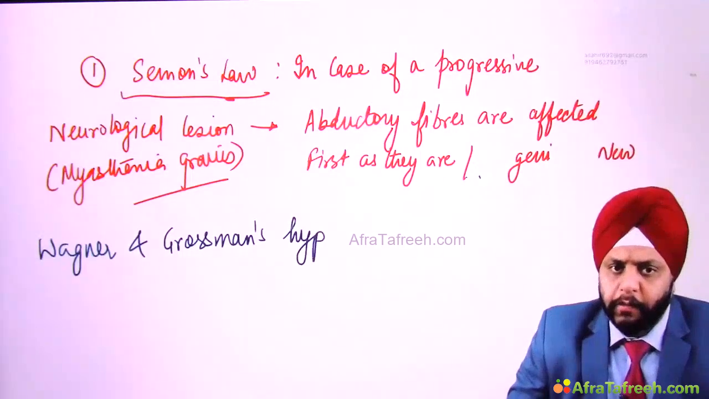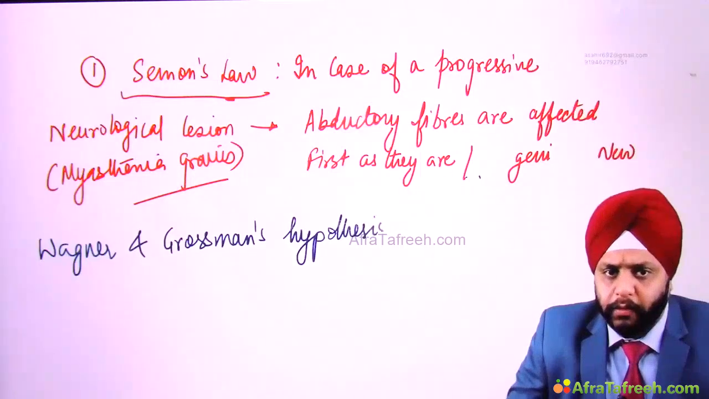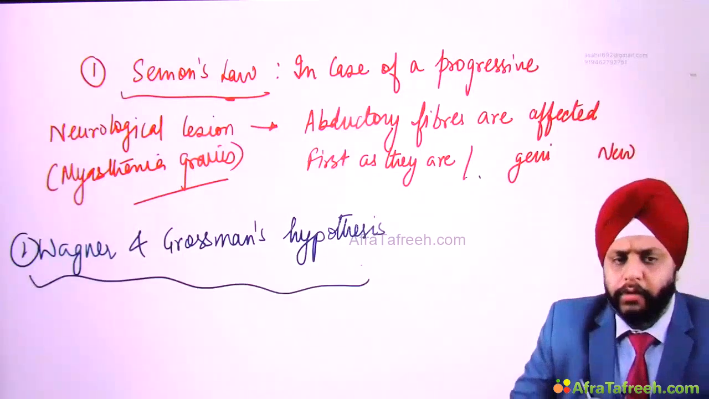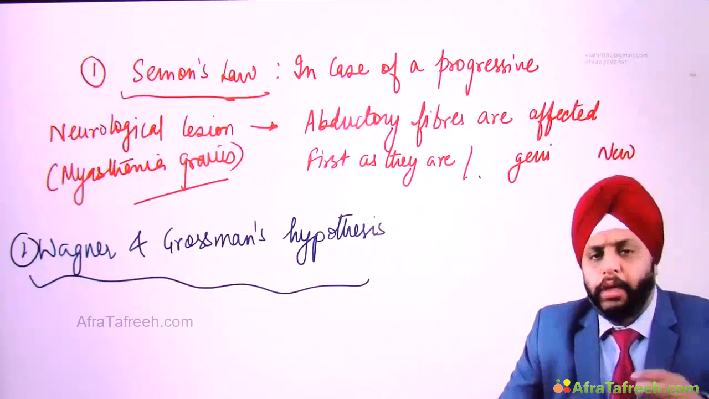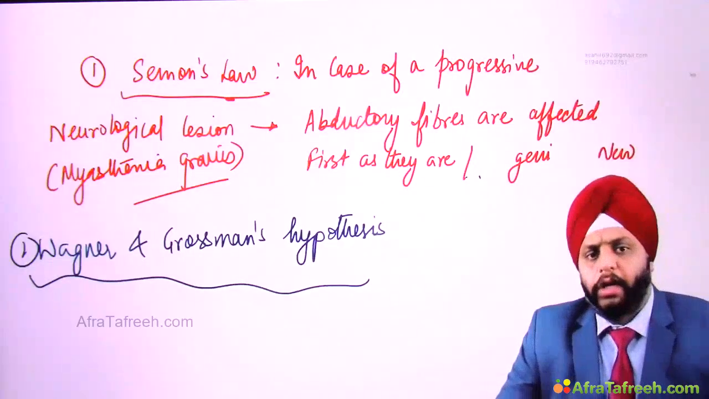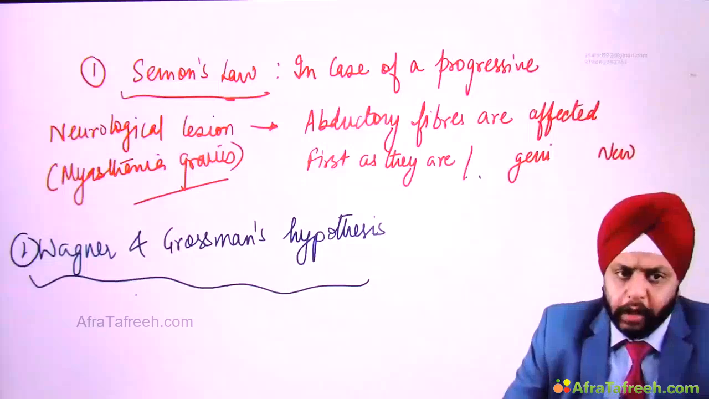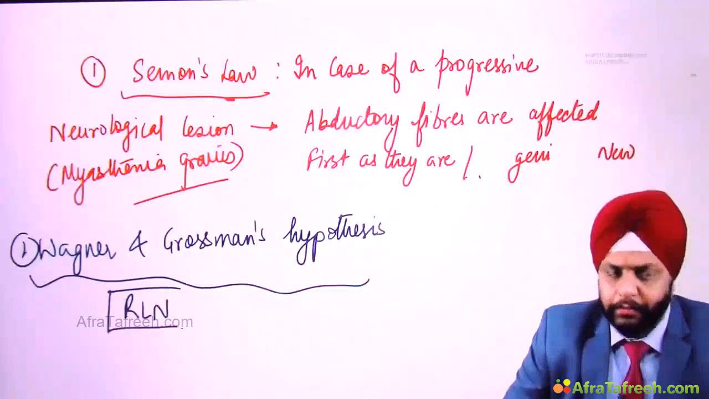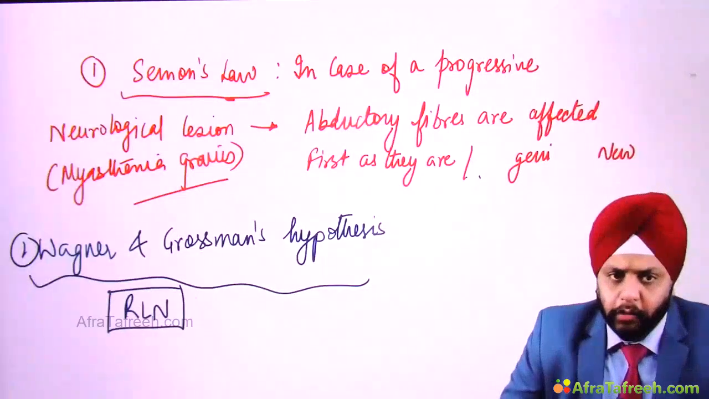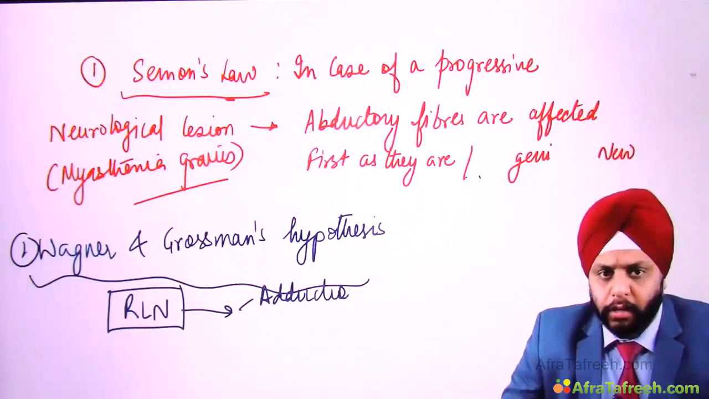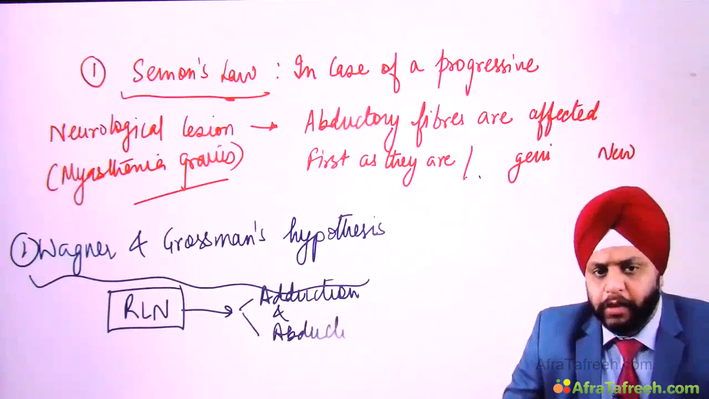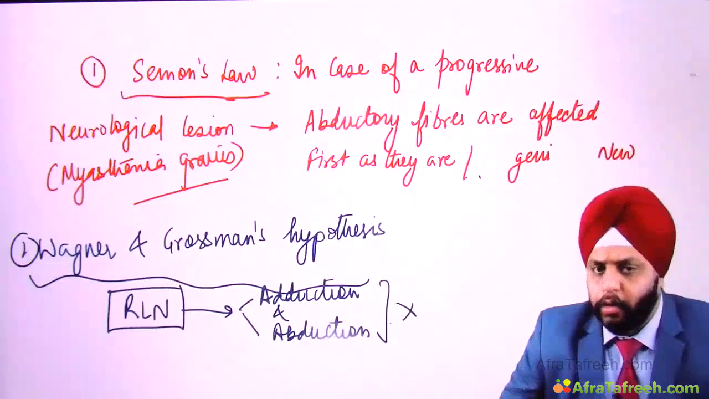Okay, so this principle, the Wagner and Grossman hypothesis. Now, what does this law say? This hypothesis says simply one thing: whether it's a progressive lesion or an acute lesion, if the recurrent laryngeal nerve is affected, that means all the muscles are gone. That means both adduction and abduction, both of which are supplied by the recurrent, are gone.